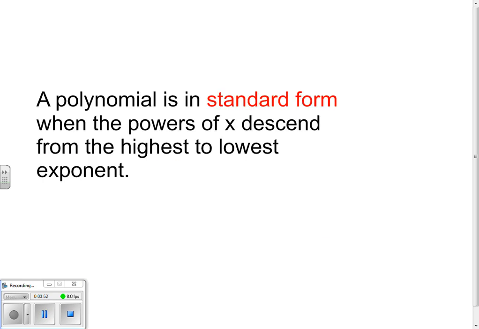A polynomial is considered in standard form when the powers of x descend from the highest to lowest exponent, something we talked about last chapter with quadratics. And you should also combine like terms. Sometimes they'll give you an expression that doesn't have like terms combined. You need to do that first.